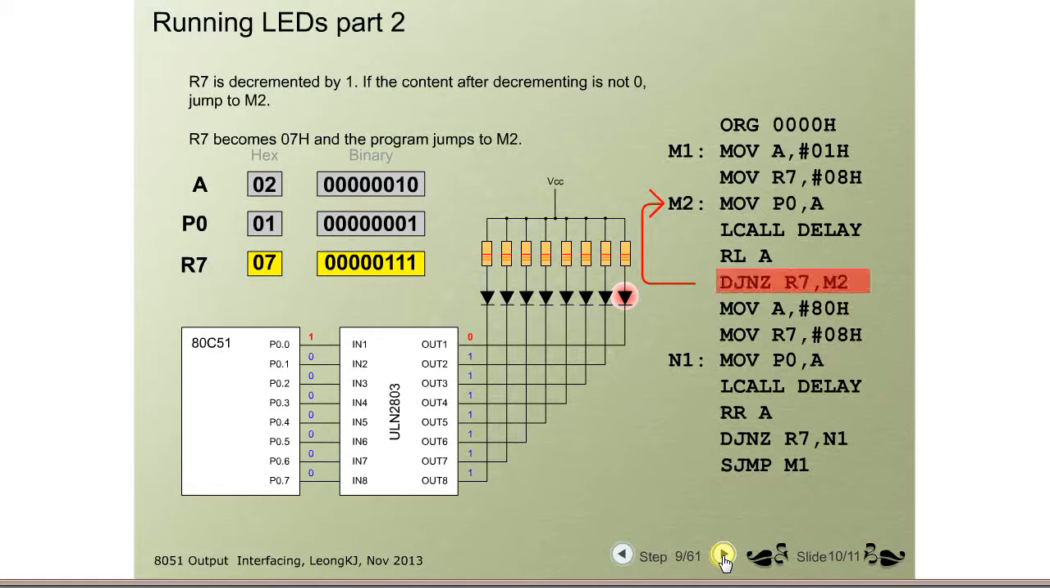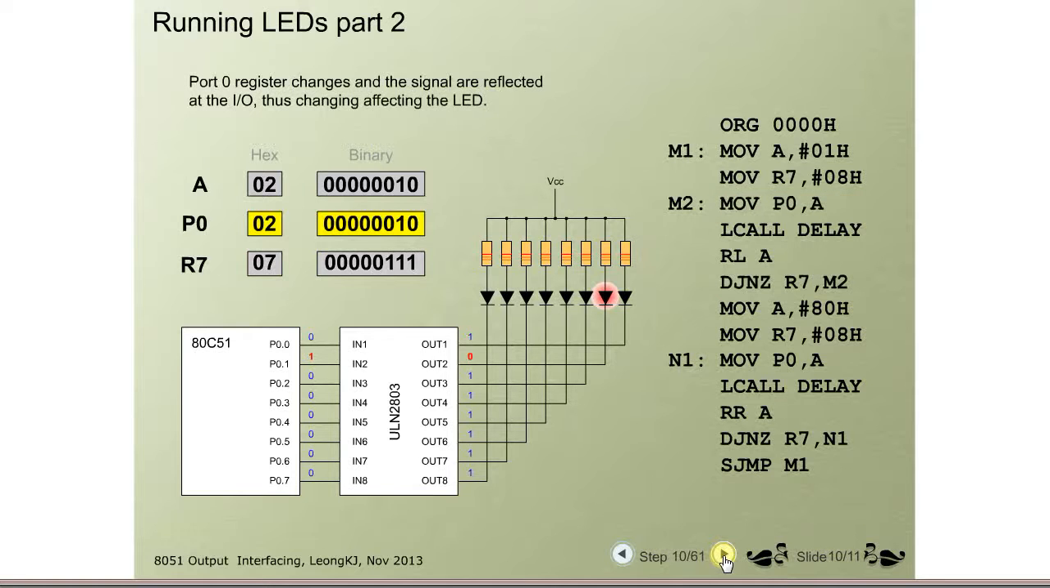R7 is decremented by 1. If it is not equal to 0, the program jumps to M2. R7 becomes 07, and the program jumps to M2. The move accumulator to port 0 instruction causes the content in the port 0 register to change. The LED is affected by the change.